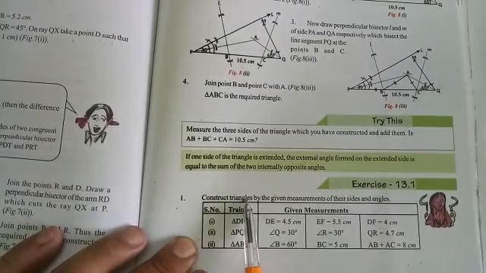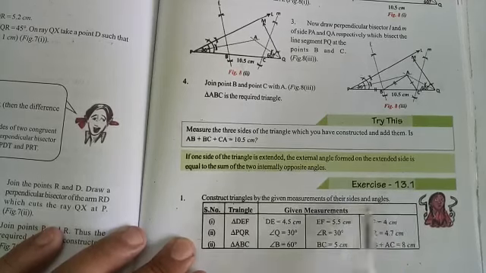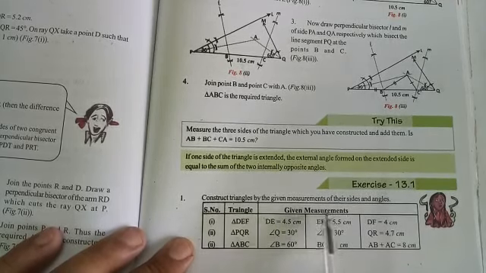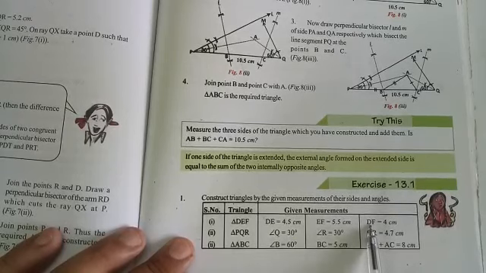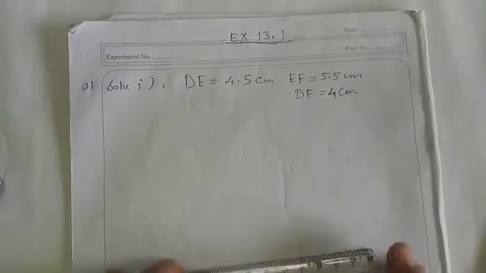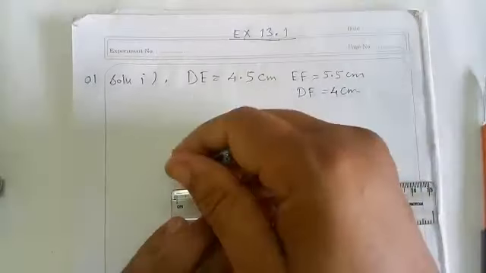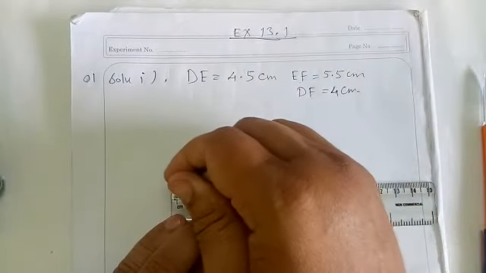The first question: construct triangles with the given measures of sides and angles. Serial number, triangle, given measure. The first is triangle DEF. DE is 4.5 cm, EF is 5.5 cm and DF is 4 cm. With these three measures we have to draw triangle DEF. First, draw a line DE of 4.5 cm.